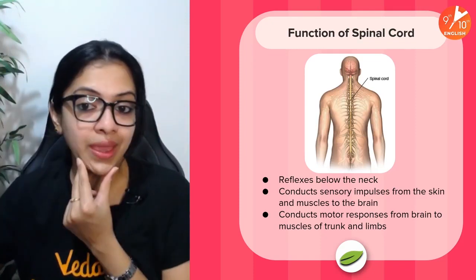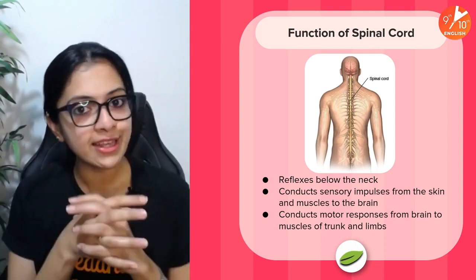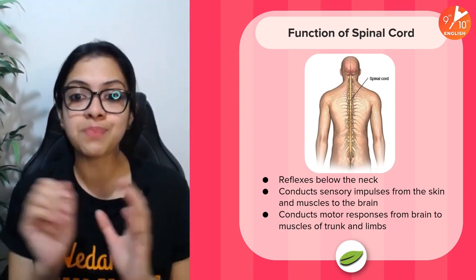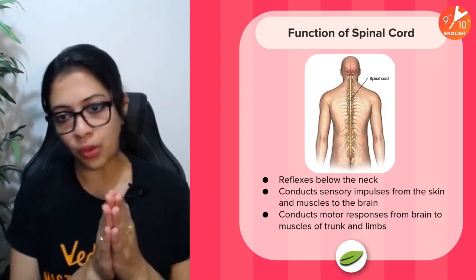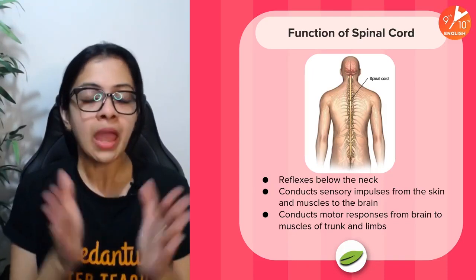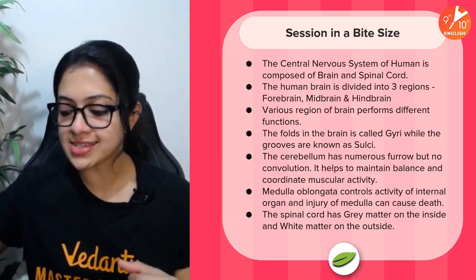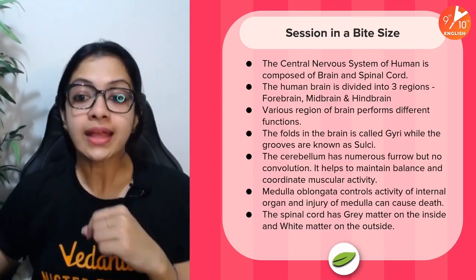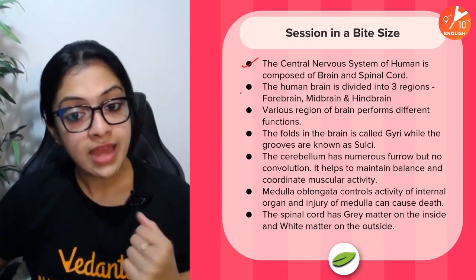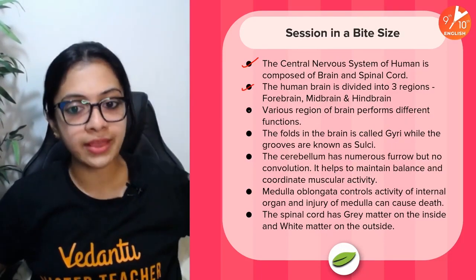Children, the best way by which I love to remember the brain and the spinal cord as a single unit is remembering the brain as the president and the spinal cord as the vice president. Okay, right, and the president and the vice president together make up our central nervous system. So yes, the entire session in a bite size for you. The central nervous system is composed of the brain and the spinal cord. The brain is divided into the forebrain, the midbrain, and the hindbrain.